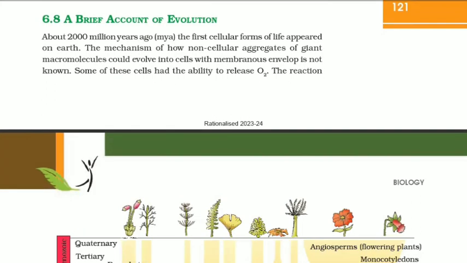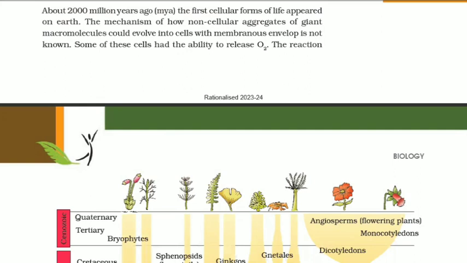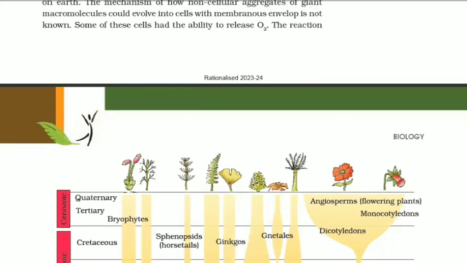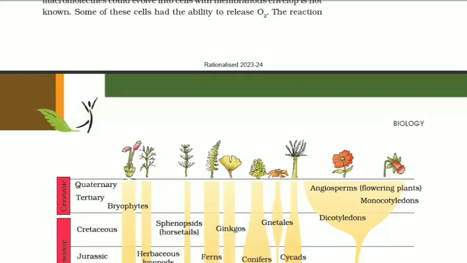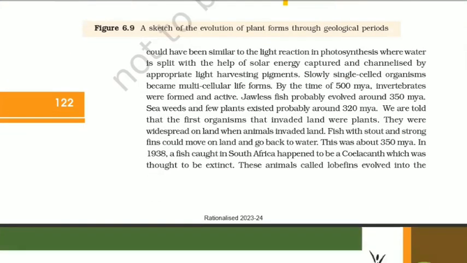6.8 A brief account of evolution. About 2000 million years ago, the first cellular forms of life appeared on Earth. The mechanism of how non-cellular aggregates of giant macromolecules can evolve into cells with membranous envelope is not known. Some of these cells had the ability to release oxygen. The reaction would have been similar to the light reaction in photosynthesis, where water is split with the help of solar energy captured and channelized by appropriate light harvesting pigments.